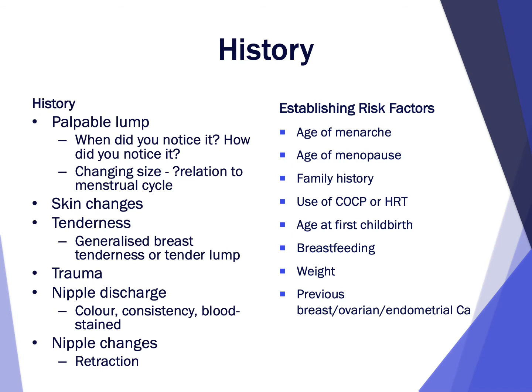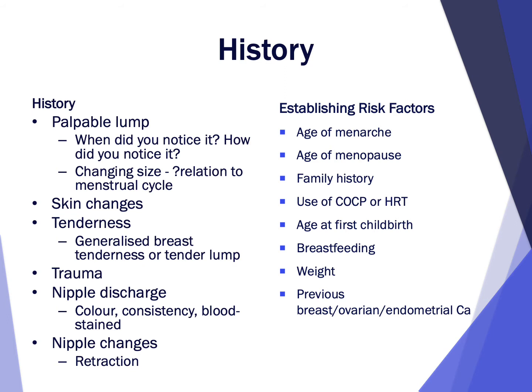Split up that triple assessment. So in the first section, the clinical section, we want a clear history and examination and risk factors. We spoke about risk factors in the previous tutorial, but just to briefly go over them, it is all about exposure to estrogen. And so we're looking at age of menarche, age of menopause, use of any hormonal treatments like a contraceptive pill or hormone therapy. Family history is very significant, age at childbirth and whether they breastfed, weight of the patient, and any previous breast, ovarian or endometrial cancers.